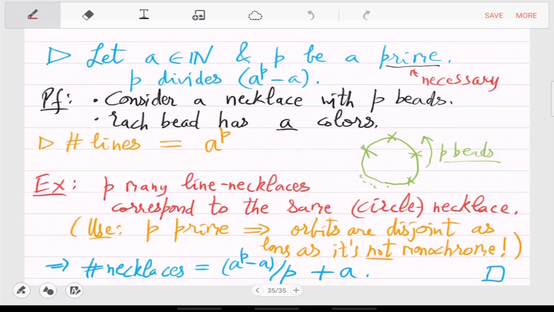And using the same trick, in a trickier way actually, this proof you still have to complete as a homework, that for any number a and a prime p, you can show that p divides a raised to p minus a by a combinatorial proof. Okay, so you basically have to count the number of circular necklaces. Any questions till now?